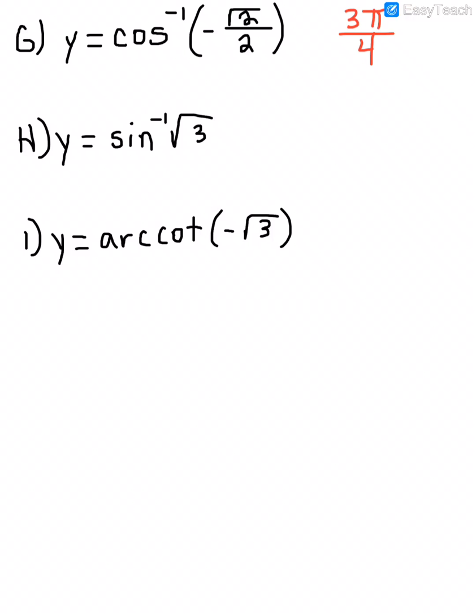The sine inverse of square root of 3. Well, the square root of 3, if we were to put that in our calculator, we would get 1.7320, and it keeps going. So it's greater than 1. So just like before when we were trying to find the sine inverse of 2, it's greater than 1. That can't work, so this does not exist.